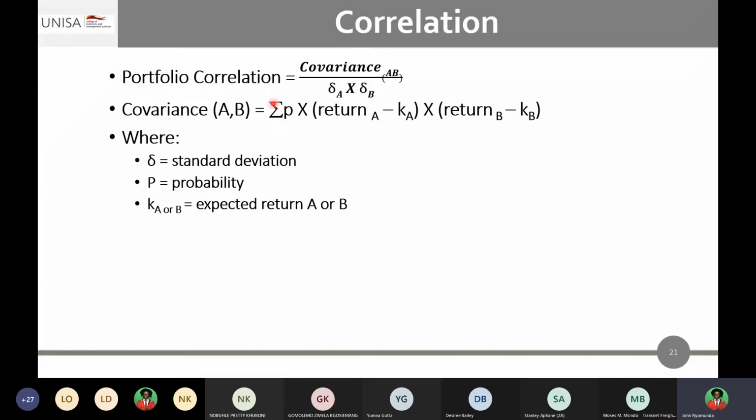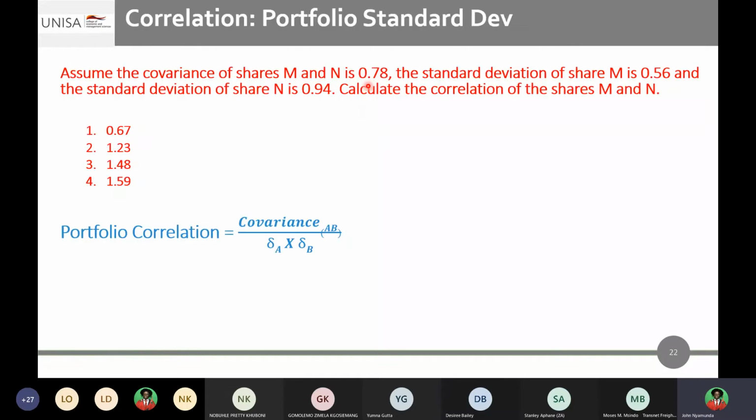So covariance is equal to the summation of P times return A minus the expected return of A, times return B minus the expected return of B. Don't worry about this one for the time being. Just know that portfolio correlation is covariance AB divided by standard deviation. Ladies and gentlemen, this is standard deviation, not variance. This is standard deviation A, standard deviation B. Don't say I didn't tell you. Now this one is yours.